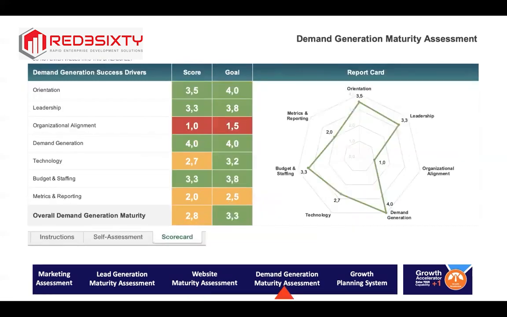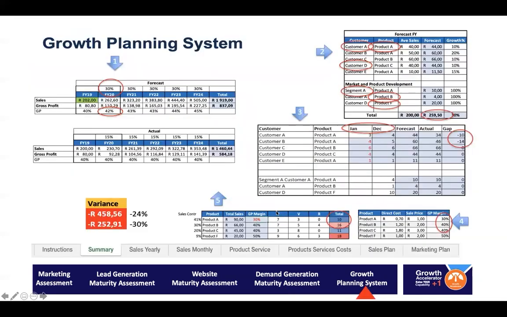Demand generation. How mature is the company in generating demand for its products and services? Again, this is a broad analysis that enables you to look at demand generation, technology, budget, staffing, and metrics, providing you with a self-assessment and then an overall visual representation of demand generation within the company.